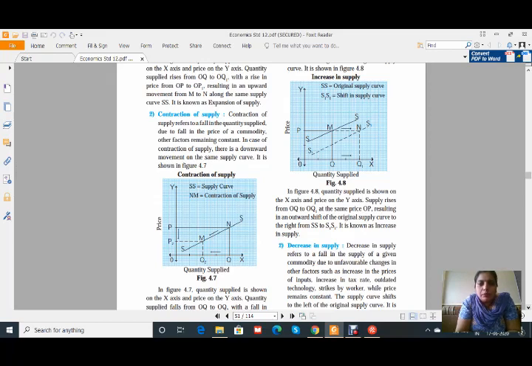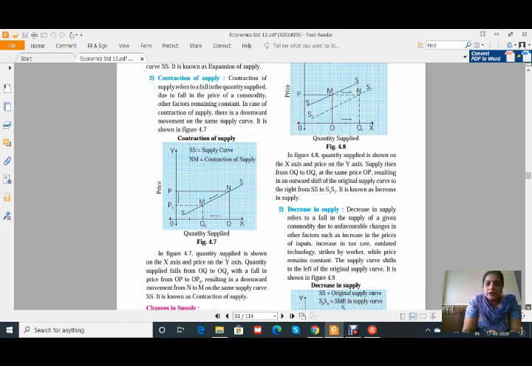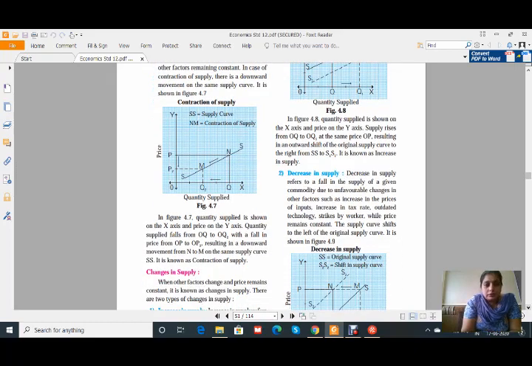Again you have to show this by the downward movement along the supply curve, and so we can say that there is a contraction of supply. Quantity supplied falls from OQ to OQ2 with a fall in price from OP to OP2, resulting in a downward movement from N to M on the supply curve SS. It is known as the contraction of supply.